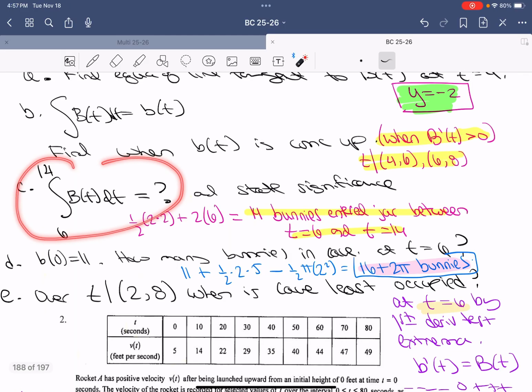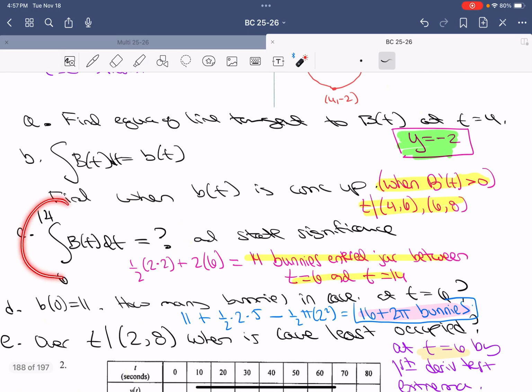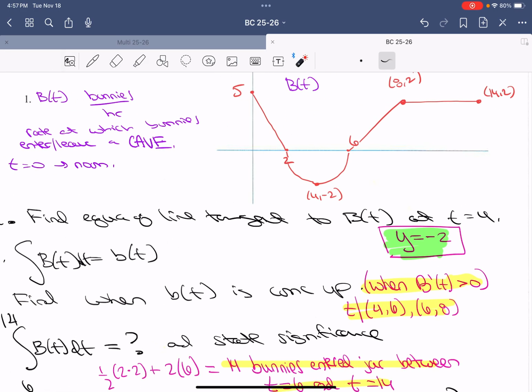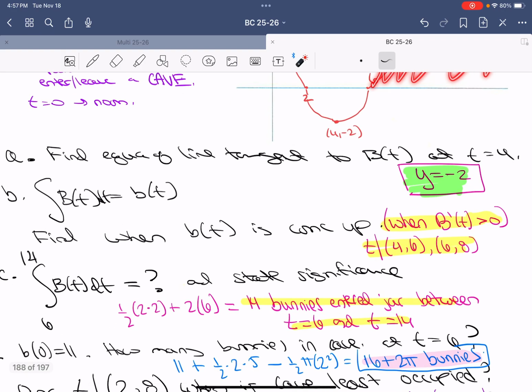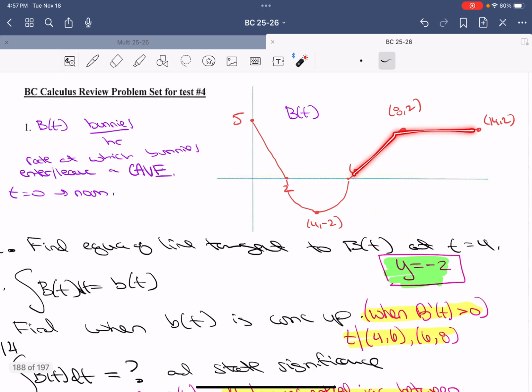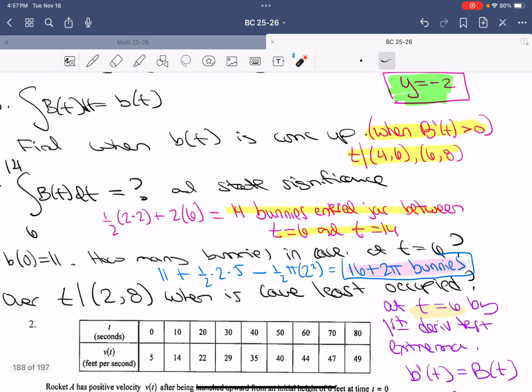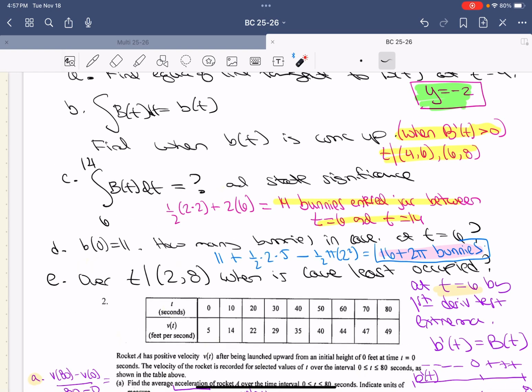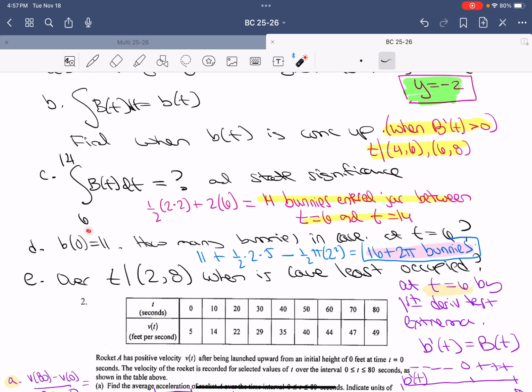This number here, the net signed area from 6 to 14 of the capital B function, because capital B is always positive, tells you that 14 bunnies have entered the jar between 6 and 14. And then you're told that at the start of when you keep track of time, there are 11 bunnies in the jar. How many bunnies are in the jar at t equals 6?